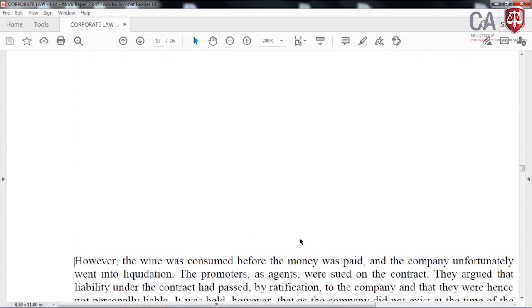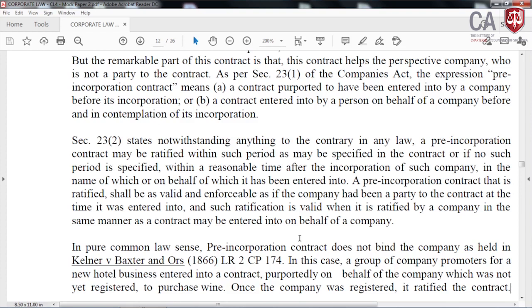Further, section 23(2) states, notwithstanding anything to the contrary in any law, a pre-incorporation contract may be ratified within such period as may be specified in the contract that is originally entered between a third party and the promoter, where the promoter acts on behalf of the company, or if no such period is specified, then within a reasonable time after the incorporation of such company. So, that is called the ratification process, in the name of which or on behalf of which it has been entered into by the promoter.